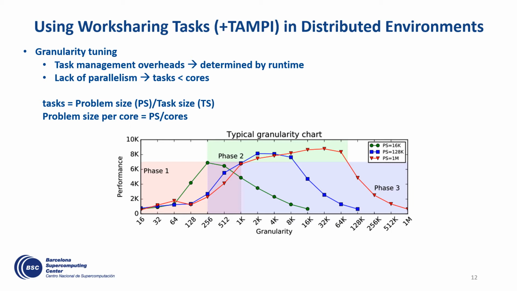In the chart, there are also 3 different series that represent different problem sizes. It is possible to see that the green series is never able to reach phase 2. This is because there is a further factor to consider when tuning task granularity, the problem size. In the case of the green series, the problem size is so small that when tasks are coarse enough to stop suffering from task management overheads, there are not enough tasks to fit all the cores, so that peak performance is never reached.